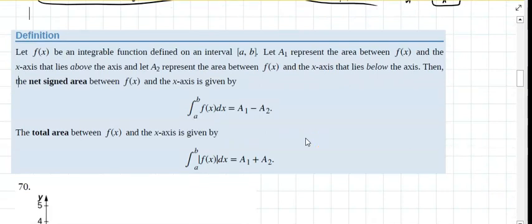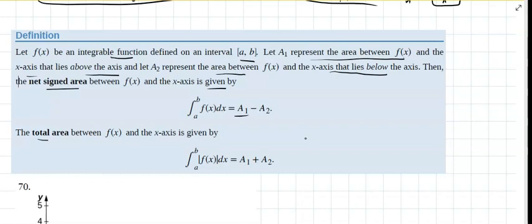Now, let f of x be an integrable function defined on a, b. Let a sub 1 represent the area between f of x and the x-axis that lies above the axis, and a sub 2 represent the area between the function and the x-axis that lies below. Then the net signed area is given by those two. The total area is always given by the absolute value. Let me demonstrate really quick what's happening.